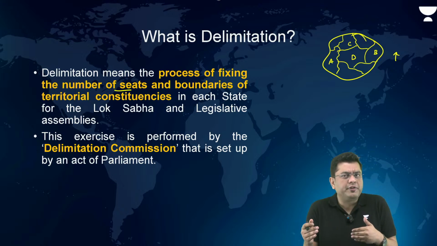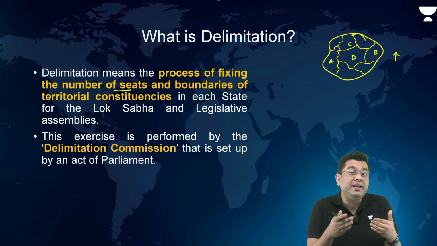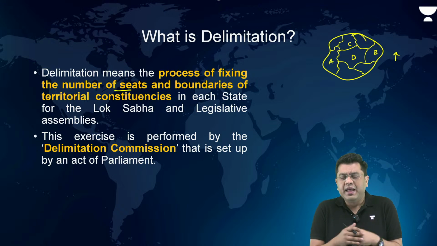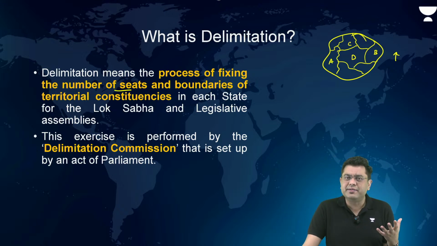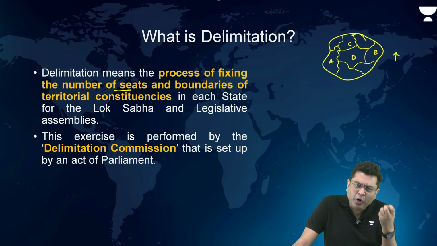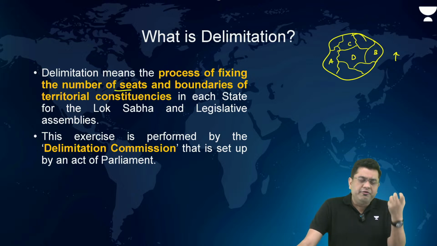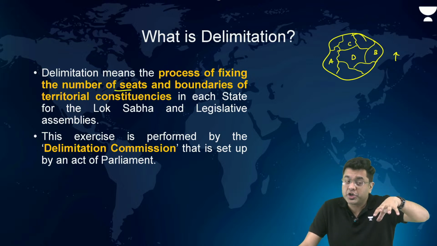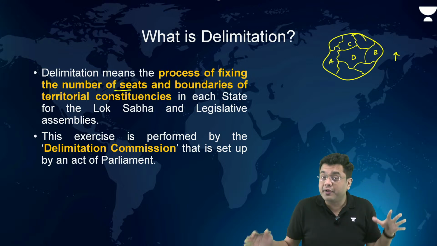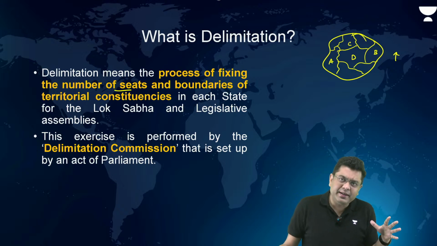Now, over a period of time, let's suppose over a period of 20 years, 10 years or so, as the population increases, that means a member of one particular constituency will have a burden of greater population as compared to maybe a member of another constituency, isn't it?